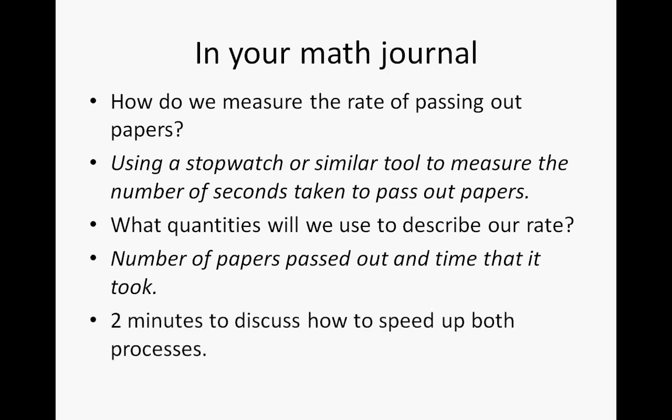All right, so in class we would take 2 minutes to discuss how to speed up both the processes before we do our activity again. And so that's what we've done in class: we pass out the papers, it's our second chance, and we time ourselves and we record that information. And then we pass the papers back in a second time also to find out how long it takes to pass all the papers back to one spot.